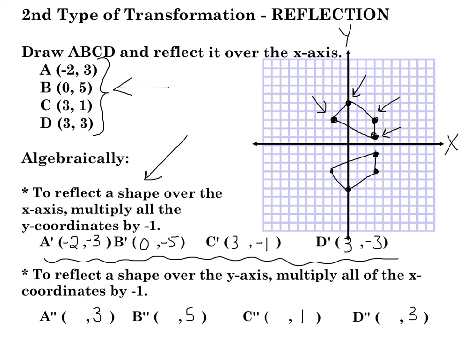So the opposite of -2 is +2. Opposite of 0 is just 0. Opposite of 3 is -3. And then another 3 is -3. So if we were to go ahead and graph these 4 points, we would see a reflection over the y-axis.